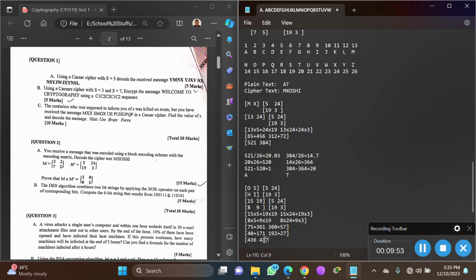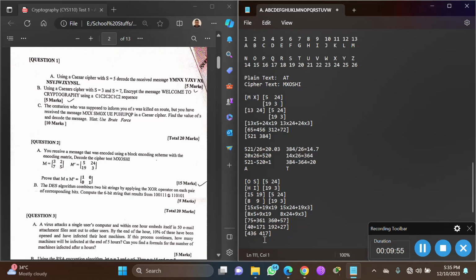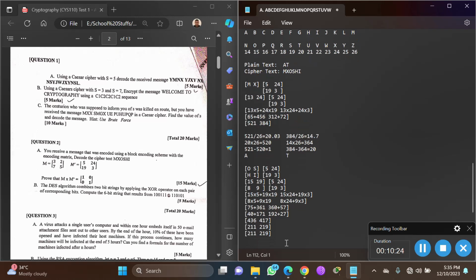We close. Then 40 plus 171. We have 211. Leave a space. 192 plus 27. 219. Okay, so we are done with the matrix, but again these numbers 1 2 3 4 exceed 26, so again we need to find their modulars.